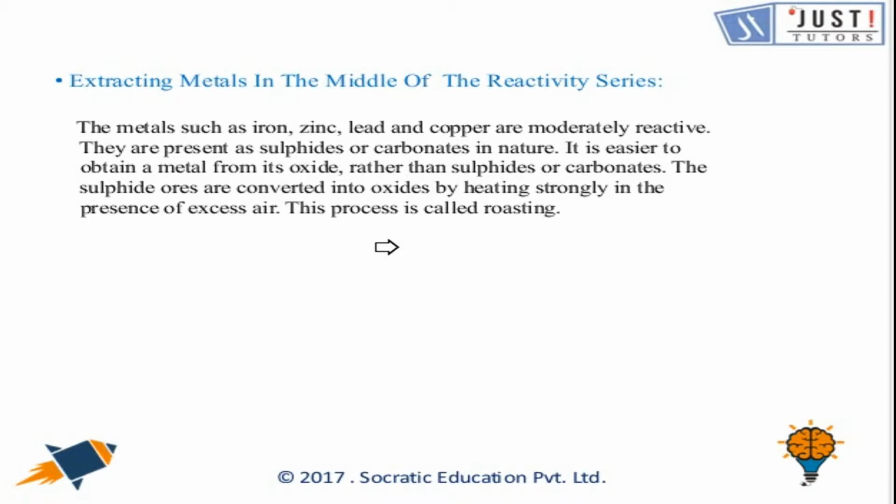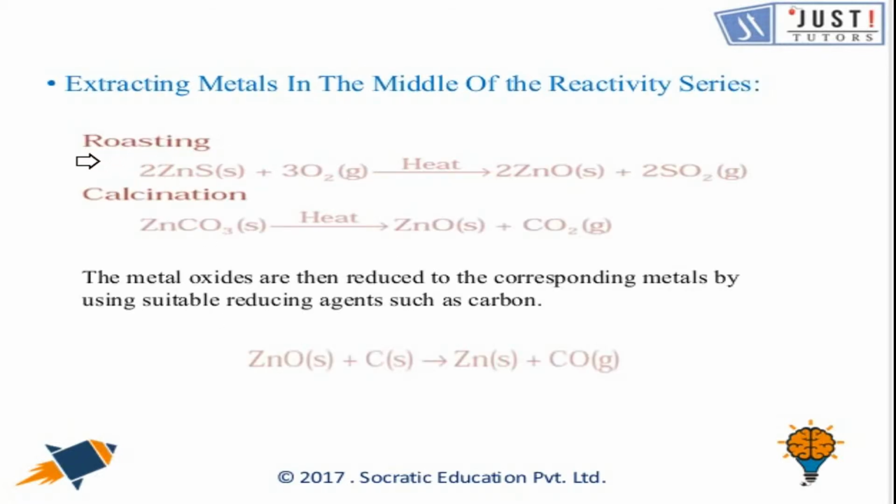So here we have iron, zinc, lead, copper that are moderately reactive and they are found in the sulfide form or the carbonate form. So when you heat the sulfide ores to get the oxides of that, the process is named roasting. Here we have an example.